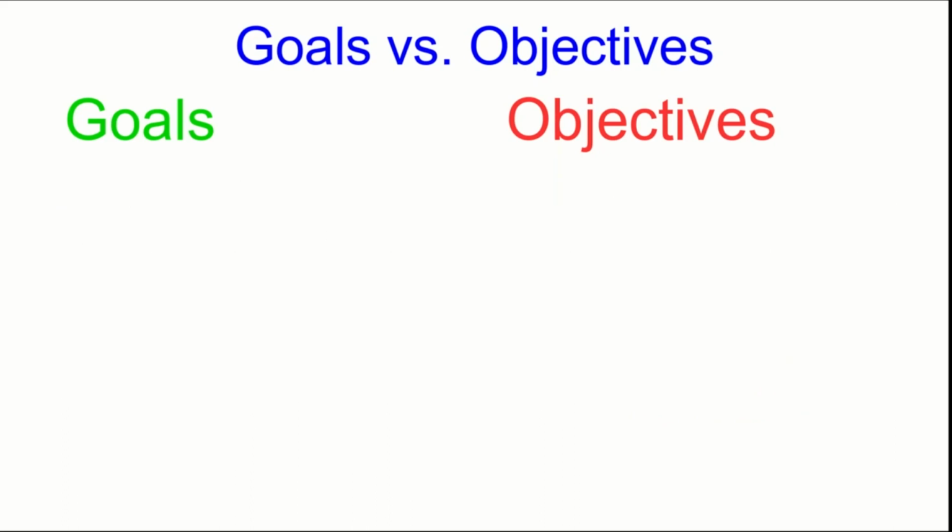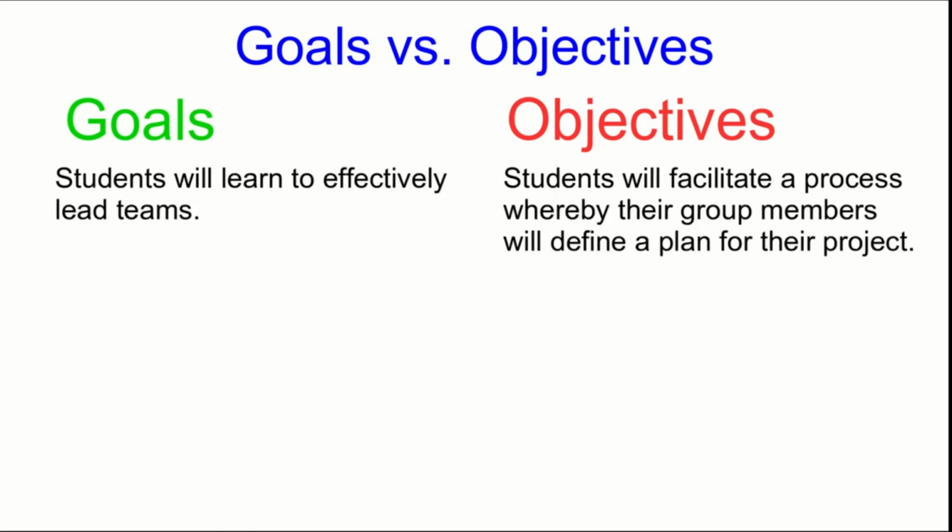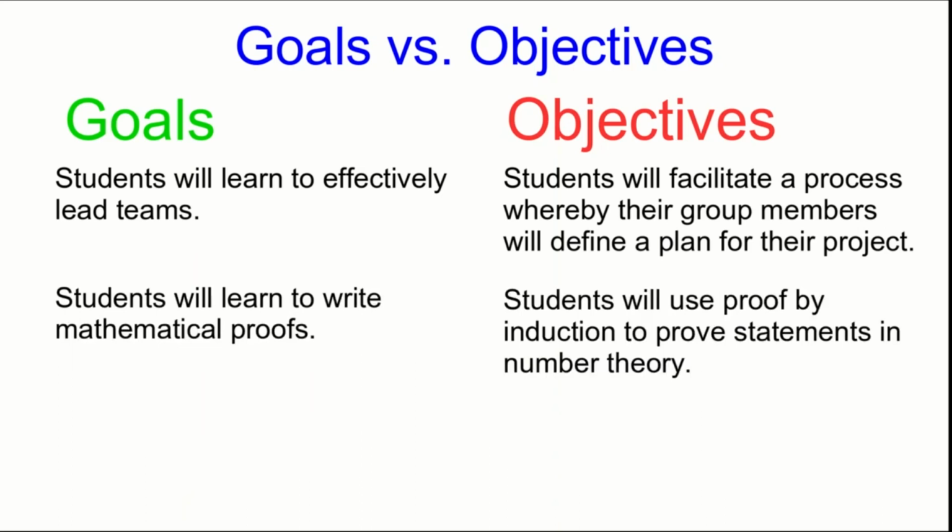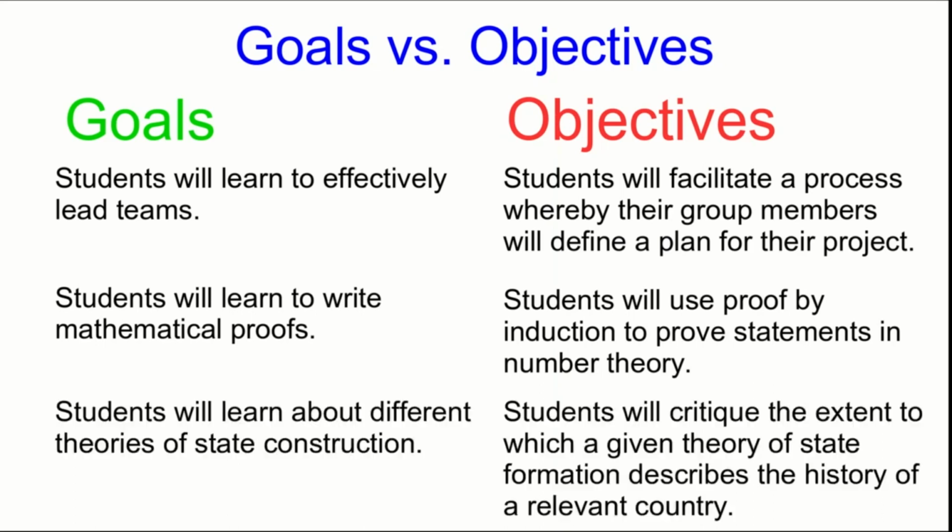To illustrate the differences, here are some examples. Pause and have a look at these. Here is a goal and an objective related to team leadership. Have a look at these ones. Here's a goal and an objective that might be appropriate for many mathematics courses. And pause and have a look at this one. Here's one that perhaps would be good for a political science course or maybe a history course.